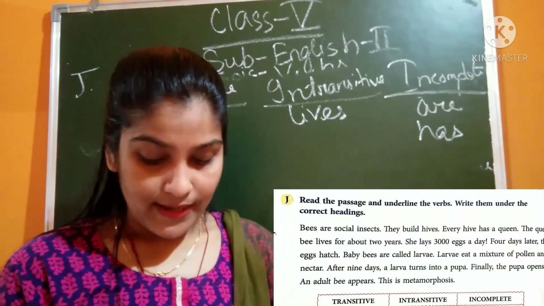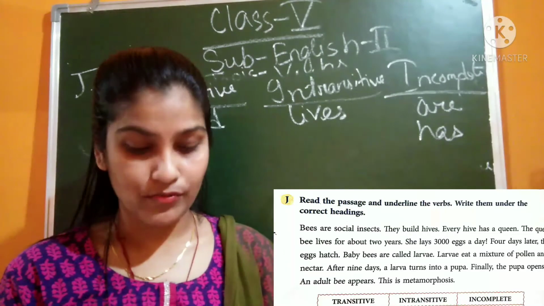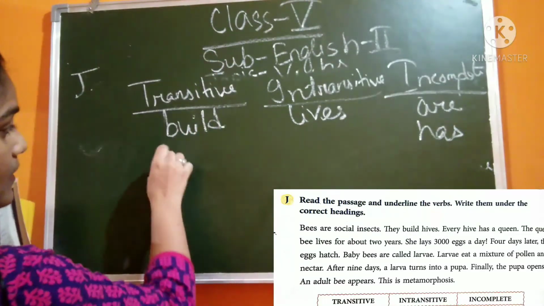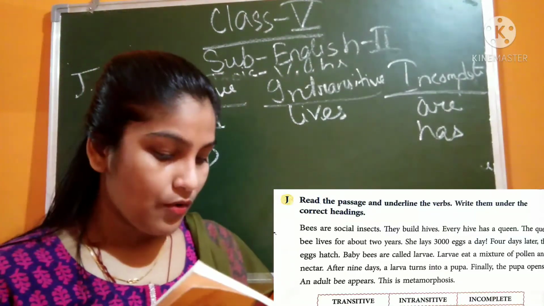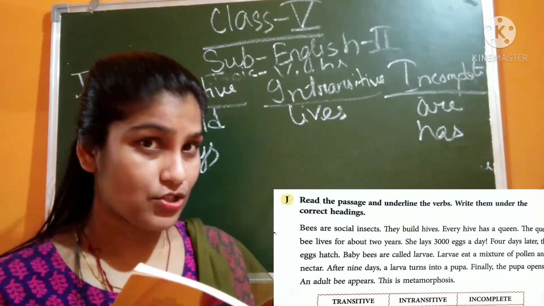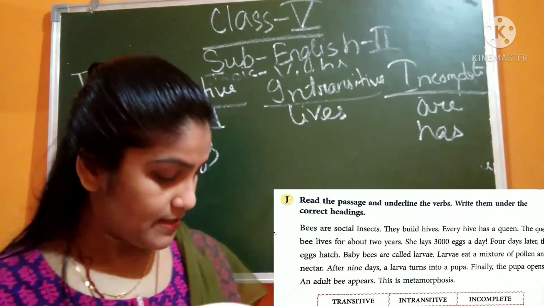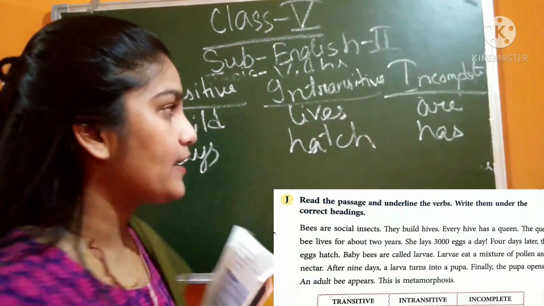Now, she lays 3000 eggs a day. Lays will be the verb and what will be the object? Eggs. So lays will be here. 4 days later, the eggs hatch. So hatch will be the verb, but after that no object is there, so we will put hatch here. Okay. So in the same way you try the remaining ones.